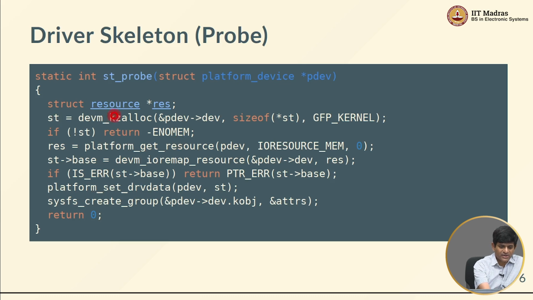Alright, so we basically have this allocation function, and then you will find that there are certain things such as platform get resource, IO map resource, set drive data, sysfs create group and so on, right? And some of these we'll look at in a little bit more detail, right? The important thing is, you will find that there are some fairly complicated looking functions out here which are not part of normal C code, right? But when you write a driver, you are expected to use these functions.